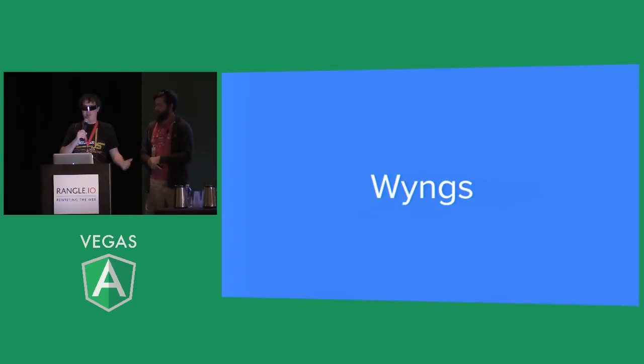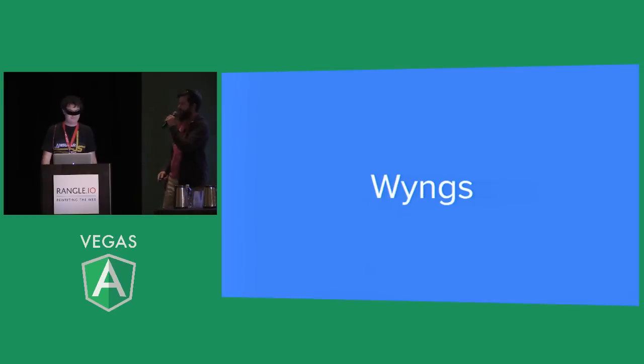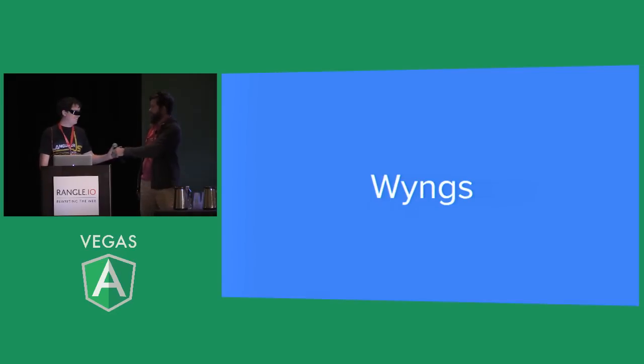So let's talk a little bit about how the Wings application handles data. Yeah, it's really simple. They fetch it and they bind it and they're done. I think it's a little more complicated than that.